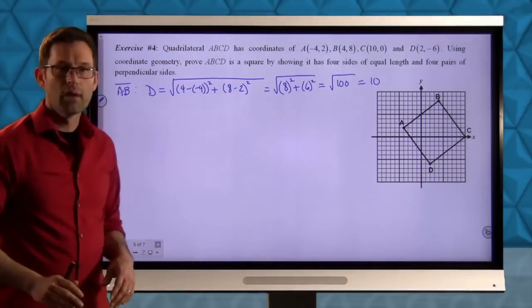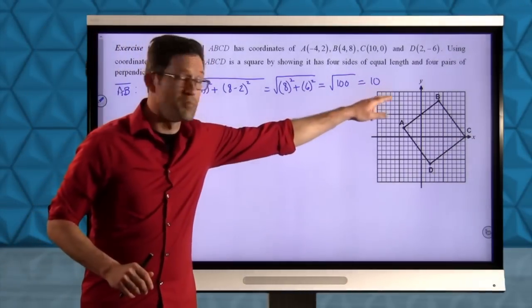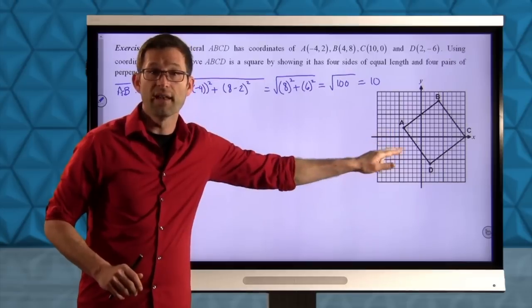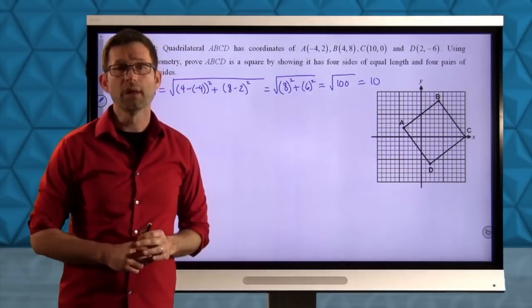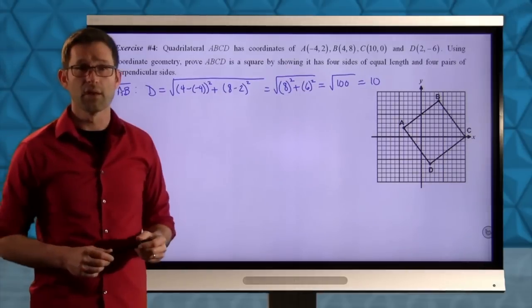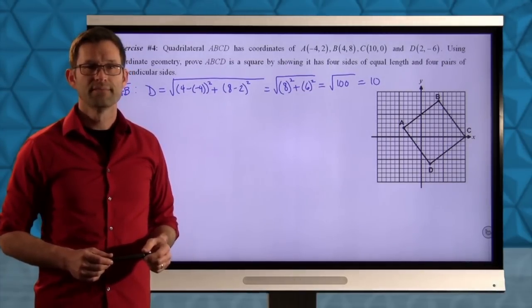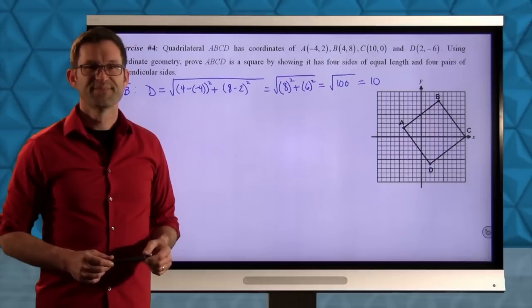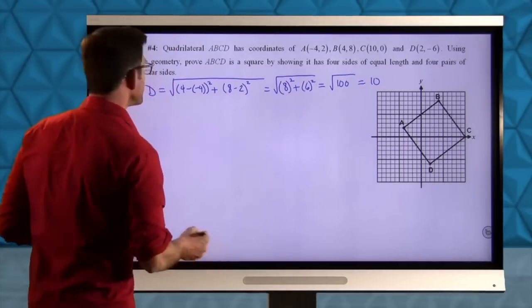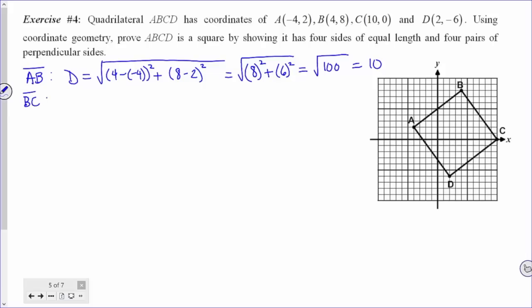All right? Now what I'd like you to do is use the distance formula to find the lengths of sides BC, CD, and DA, or AD, however you want to look at it. And hopefully each one of them will also turn out to be 10 units. But why don't you pause the video now and take a little bit of time to do that. All right, let's go through them. And of course they do all end up being that 10 units, but we should verify it.